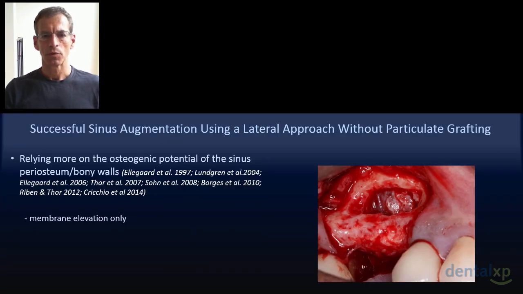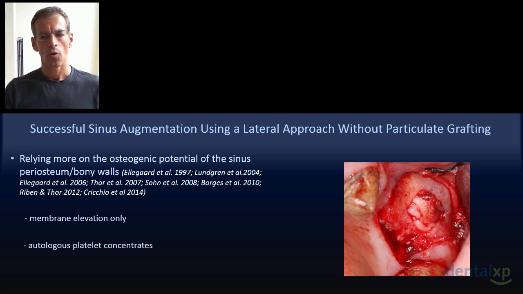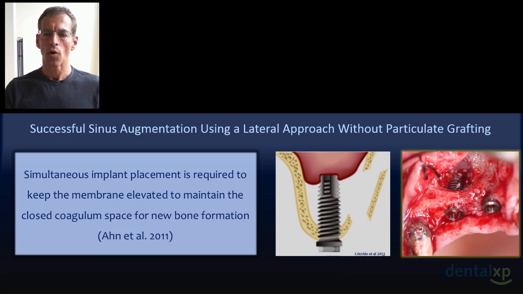Now, those of you familiar with the literature know that successful sinus augmentation using a lateral approach is possible without particulate grafting. You can rely more on the osteogenic potential of the sinus periosteum and bony walls with simple membrane elevation only, or with the use of autologous platelet concentrate. If you are not going to use a particulate, then simultaneous implant placement is required to keep the membrane elevated to maintain the closed coagulum space for new bone formation.